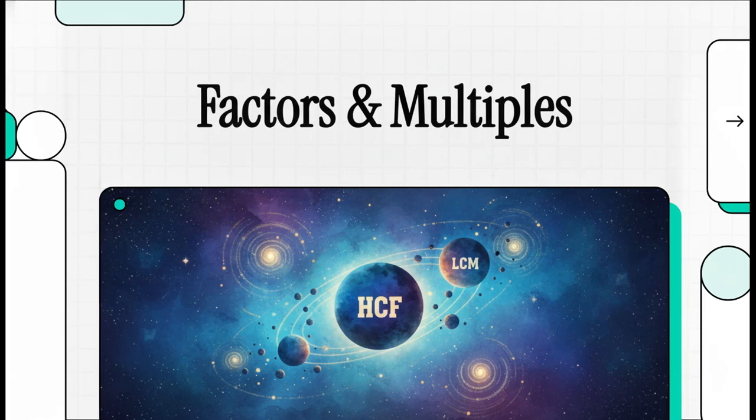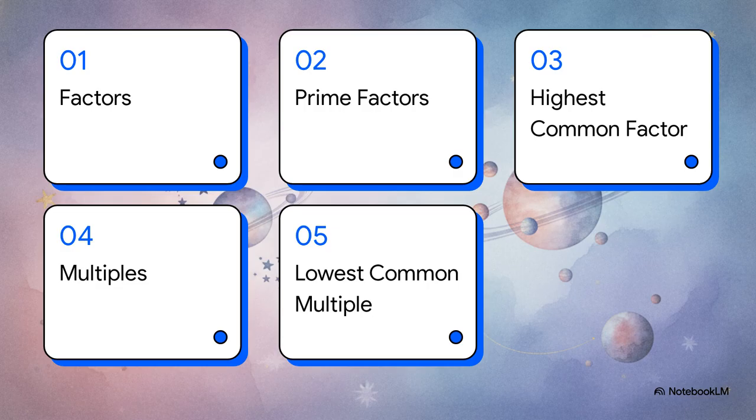Welcome, everyone. Today, we're taking a highly structured, totally cosmic journey through the foundational building blocks of mathematics, specifically Form 1, Chapter 2. In this explainer, we're going to explore the hidden architecture of numbers. Think of numbers not just as flat, boring symbols on a page, but as complex galaxies held together by invisible gravitational forces and expanding outward into infinite orbits. Okay, let's dive into this.